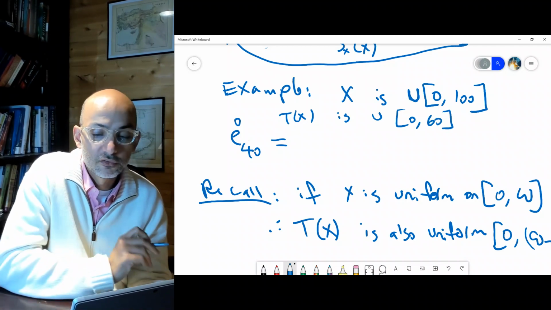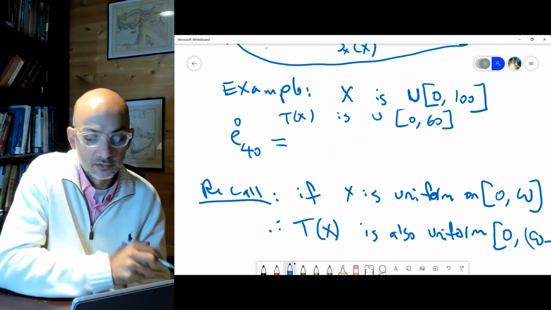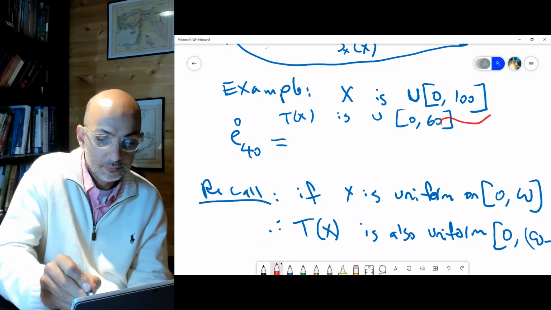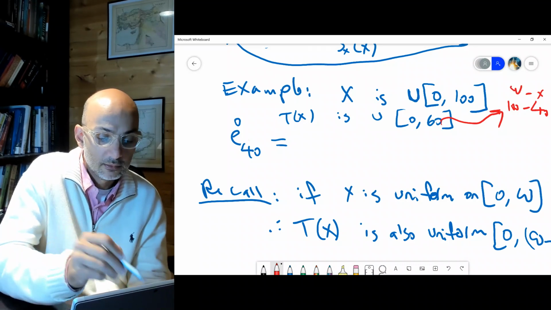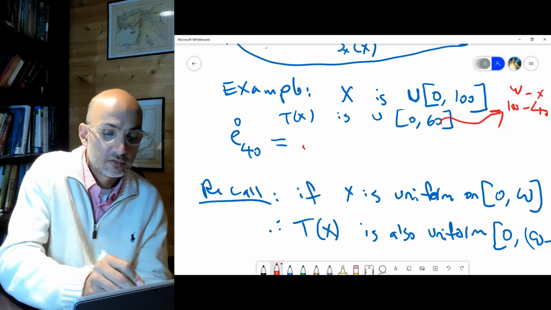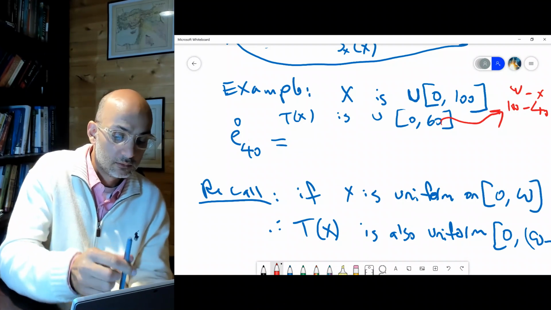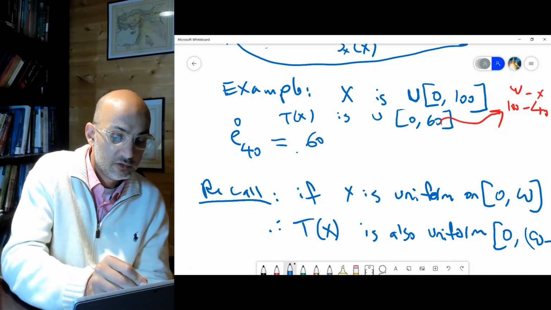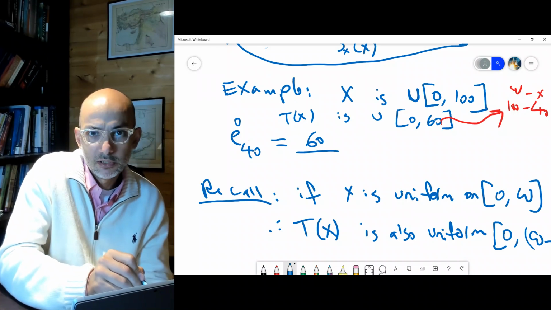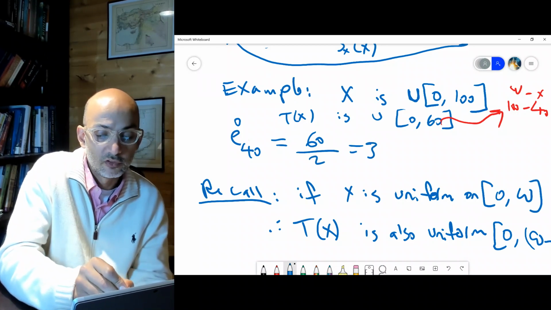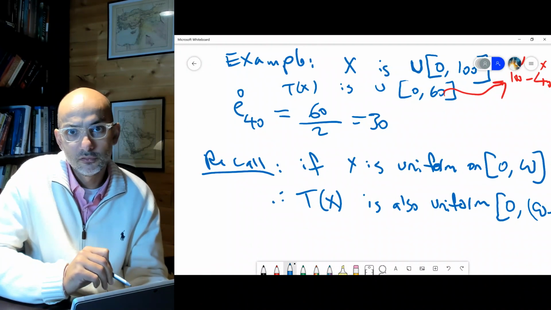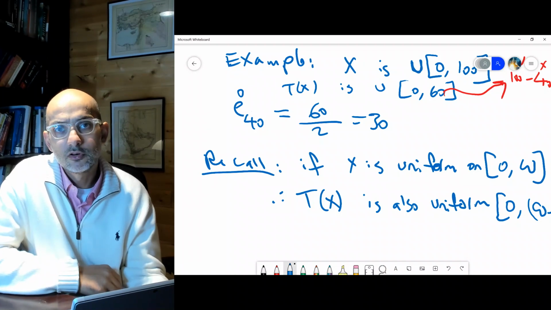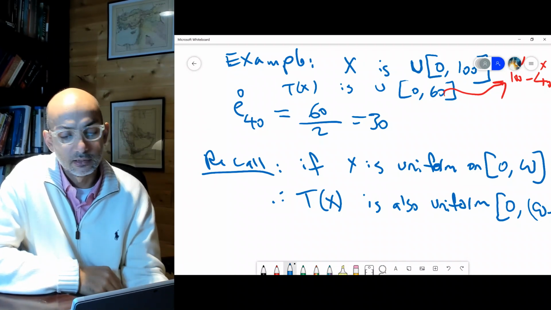Where I got 60 from: it's 100 minus 40. This is X, this is omega. Once you do that, it becomes 60, divided by, remember, (A plus B) over 2, so 60 divided by 2, which is 30. So the life expectancy for somebody who already reached the age of 40, for a uniformly distributed life, is simple. It's just 30.